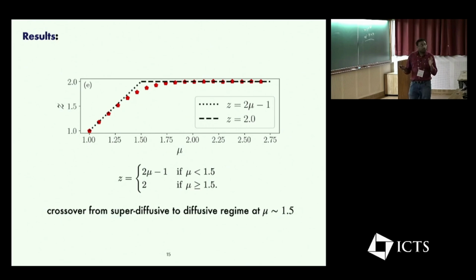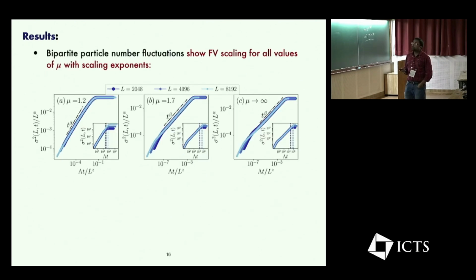Otherwise, mu less than 1.5, you have a super diffusive. So for a long range case, there is a crossover in terms of dynamical exponent from super diffusive to diffusive. And you also start to see the emergence of this family-Vicsek scaling for number fluctuation in this system. And once again, you can now actually simulate quite large system size to clearly extract this exponent.